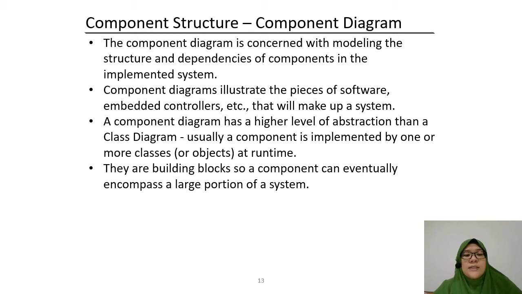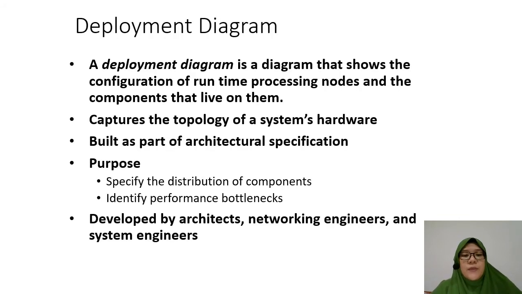Okay, so a component diagram is a higher level of abstraction. What it means is that it consists of a group of classes, right? So your class diagram is a more detailed level of modeling, right? So they are building blocks, so a component can encompass a large portion of a system. All right. So we go to a deployment diagram.